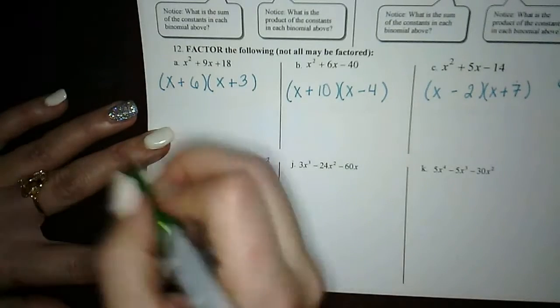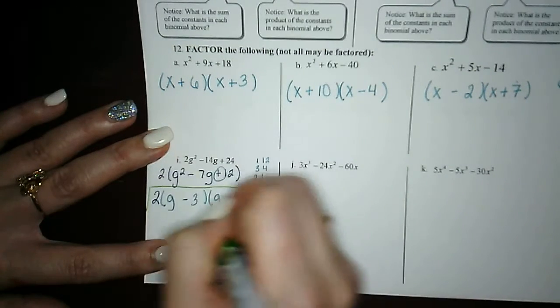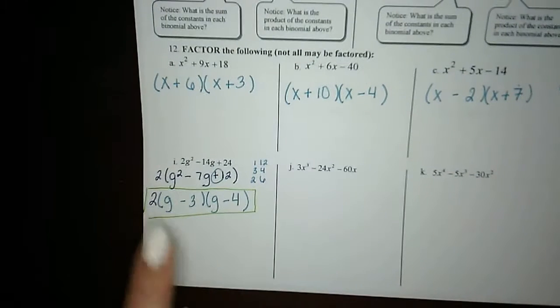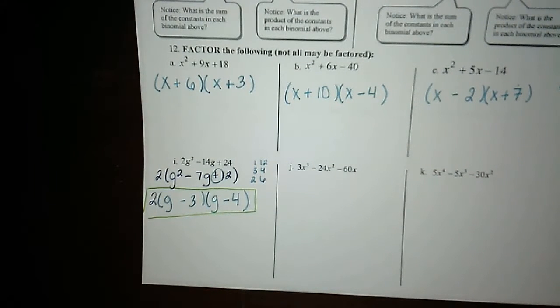And then that means this entire thing is your answer. You cannot forget about that 2. So make sure you leave that 2 out there. You're going to do the same thing with all of that. All right, let's look at some other types of factoring.